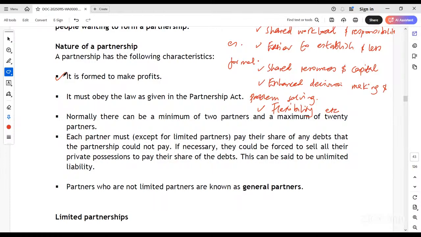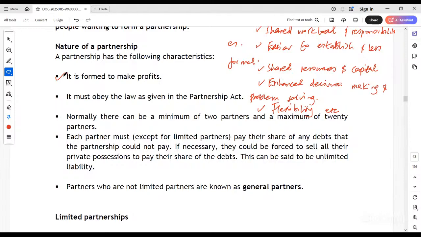So in the case of failure to meet the debts of the partnership, the members are all liable. You will find that there is sale of their personal assets for them to be able to clear the partnership debts. So partners who are not limited partners are known as general partners.